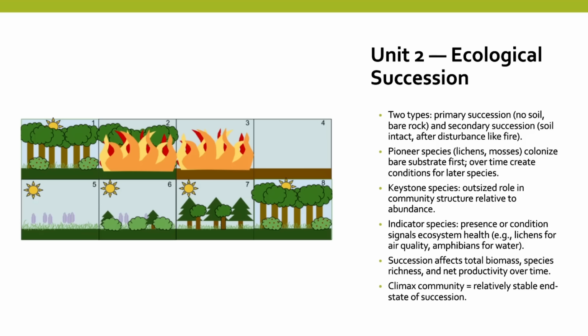There are 2 types of succession. Primary starts on bare rock with no soil after glaciers or volcanoes. Secondary starts on existing soil after fire or logging. Pioneer species come first and build conditions for later ones.